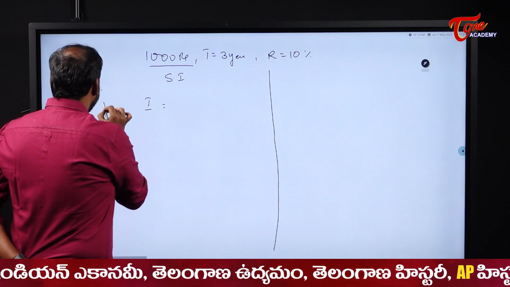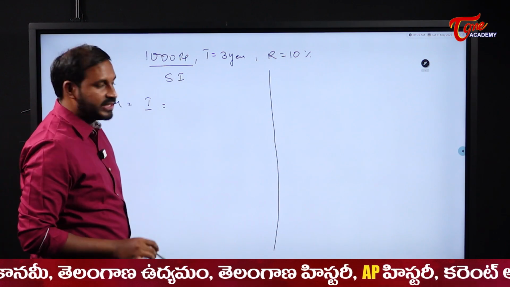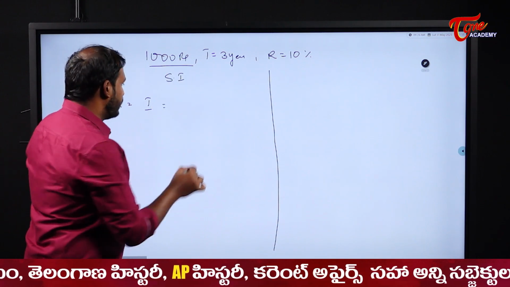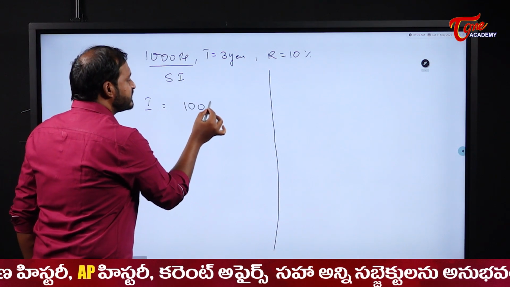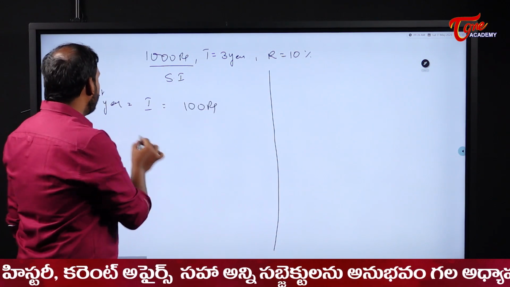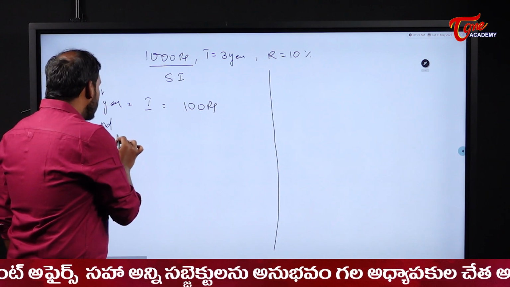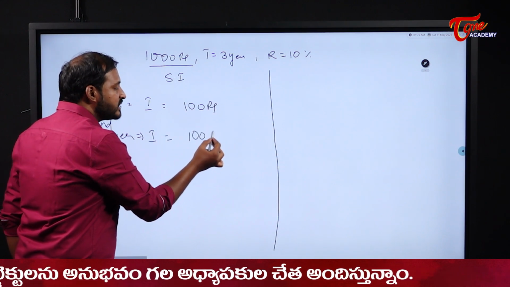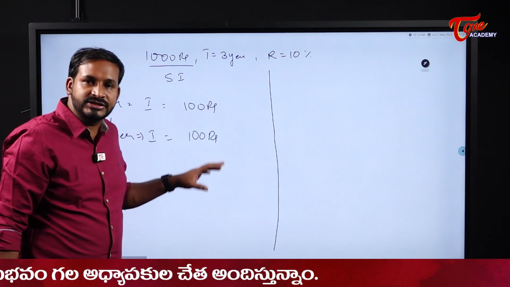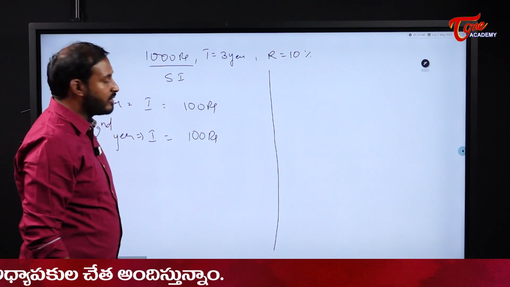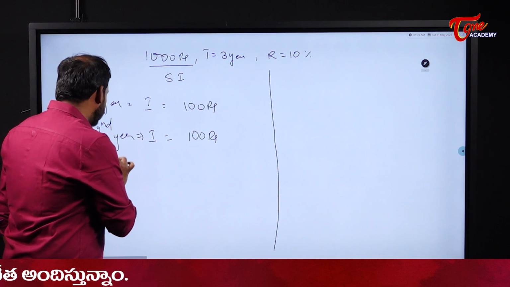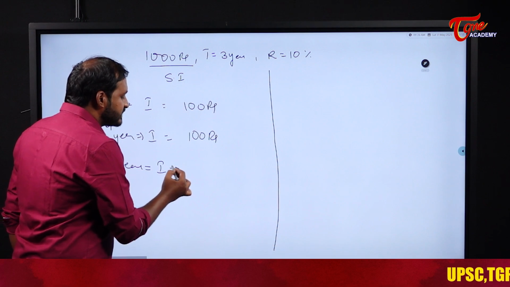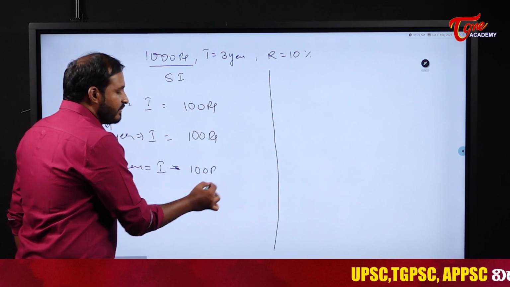What is the interest for the first year? Please observe here, students. What is 10% of 1000? 100 rupees. For the first year, the interest is 100 rupees. In the second year, we get the same 100 rupees, because simple interest is constant throughout the given time period. We already learned this in the simple interest concept. In the third year, the interest is again the same 100 rupees.